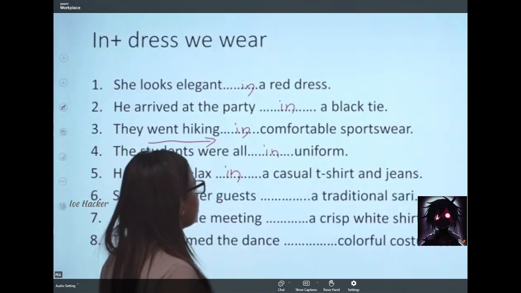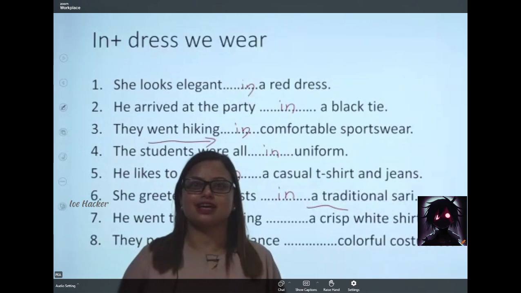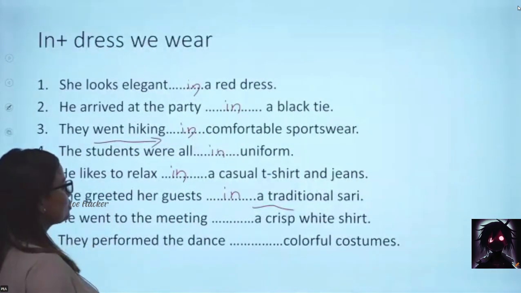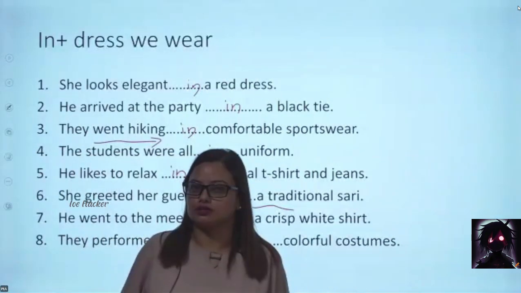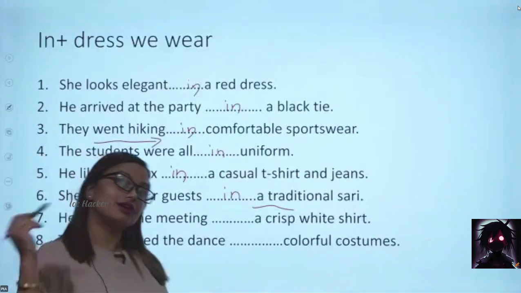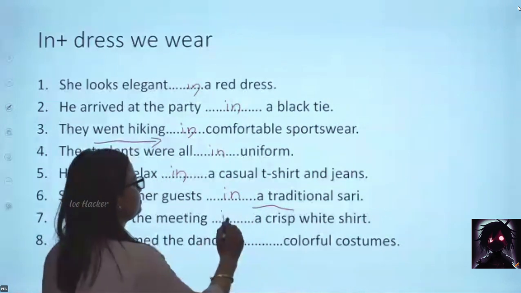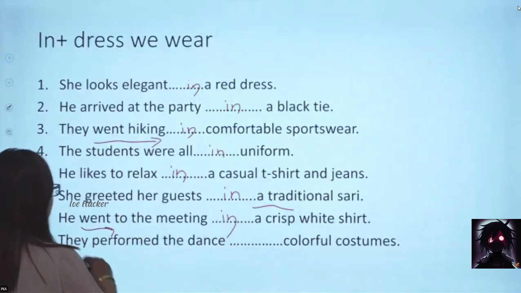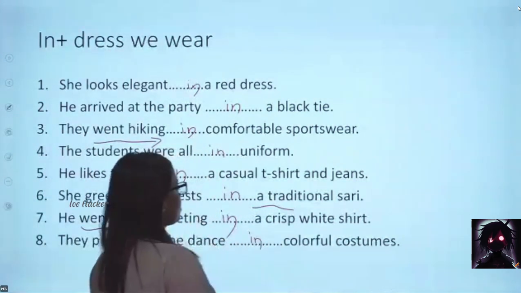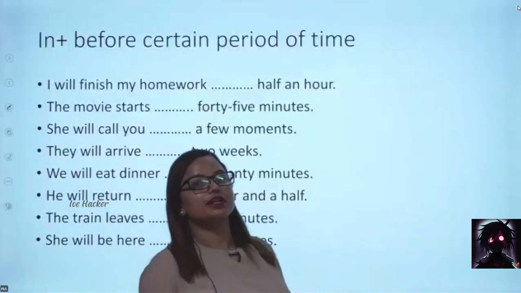She greeted her guest in a traditional sari. She put on a sari, right? And then she came. He went to the meeting in a crisp white shirt. Okay, he has already put on that, that's why in. They performed the dance in colorful costumes. Now, in plus before a certain period of time.